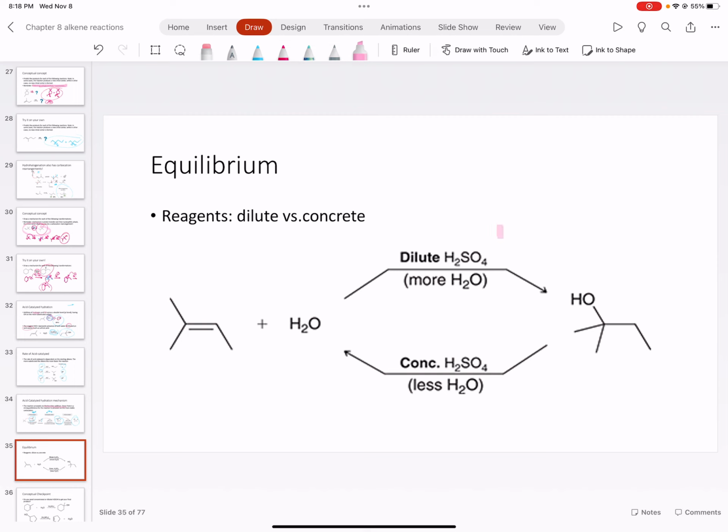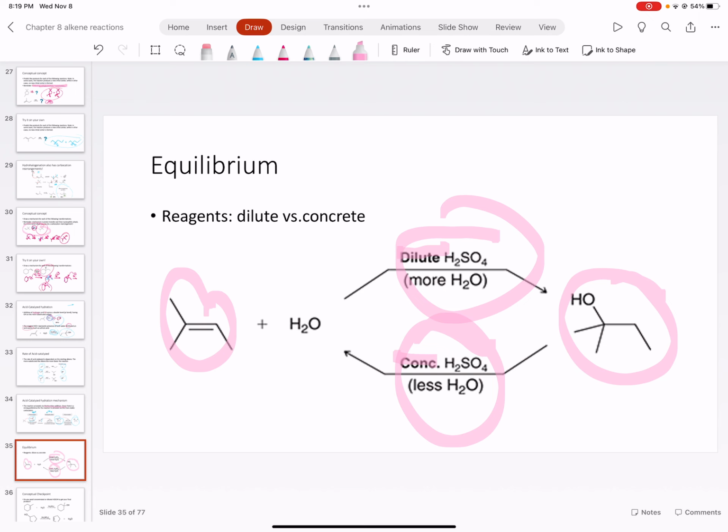So then equilibrium, reagents, dilute versus concentrated. So this is another one that I would keep in mind when doing your notes. So when we get dilute H2SO4, or when we get H3O plus, that's dilute, we get an addition of OH on one side, and then hydrogen. We break that double bond, and then we add OH on the more substituted, and then H on the least substituted. While if it's concentrated, it leads to an elimination reaction.